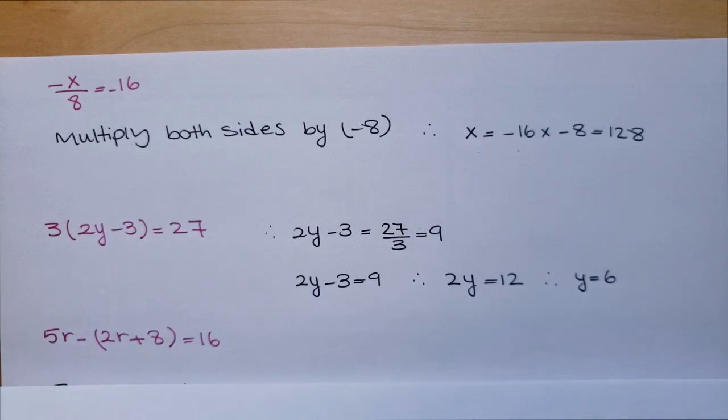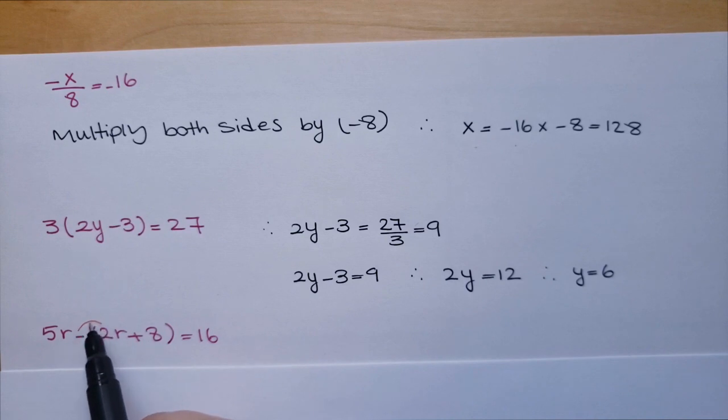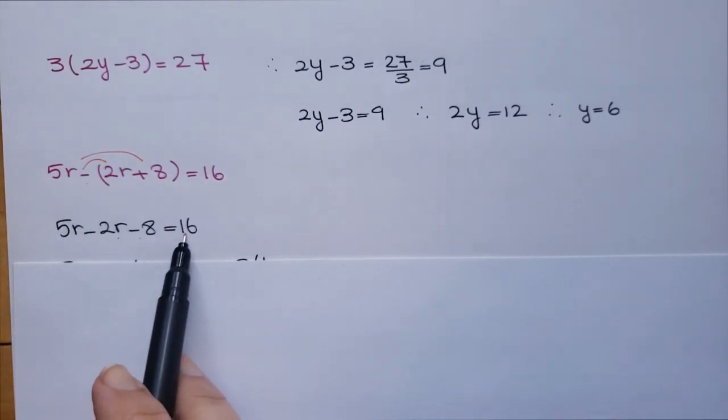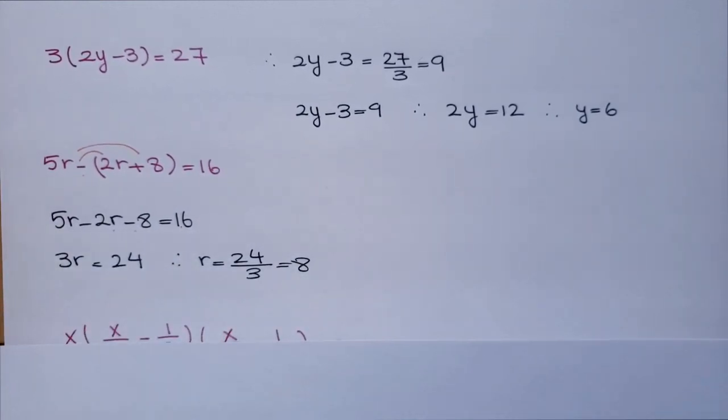The next equation that I have here is a combination of addition and kind of multiplication, I would say. Here you have to simplify first. So this negative sign will flip the sign of these two and change it into 5r, negative 2r, negative 8 equals 16. I have to simplify, so 3r would be equal to 24, since negative 8 will be moved to the other side. So I divide both sides by 3 to get r as 8. 8 is the final answer.